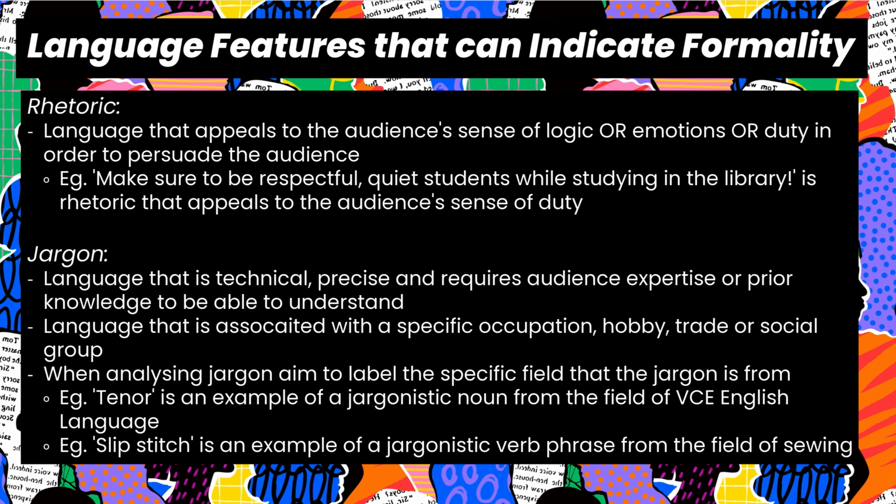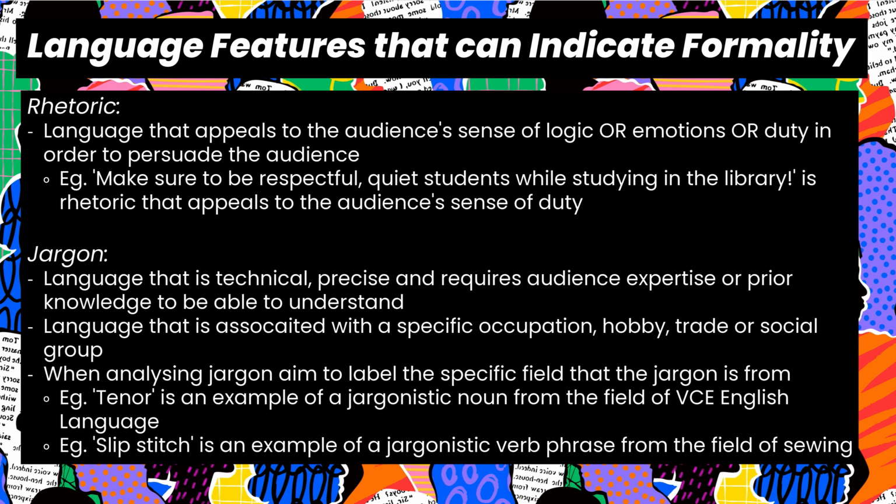Up next, we have jargon. Now, as a formal language feature, jargon refers to technical, precise language that requires audience expertise or prior knowledge to be able to understand. And we know that jargon is language that is often associated with a specific occupation, hobby, trade, or social group. So whenever you're analysing an example of jargon, we should always be aiming to label the specific field that the jargon is from. So for example, tenor is a jargonistic noun from the field of VCE English Language, whereas slipstitch is an example of a jargonistic verb phrase from the field of sewing.